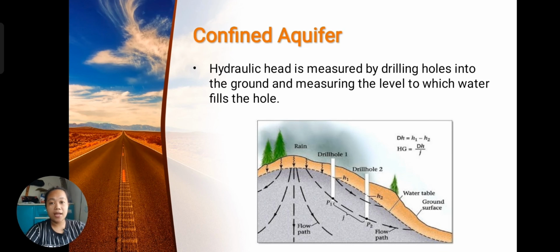For the hydraulic head and hydraulic gradient of a confined aquifer, the hydraulic head is measured by drilling holes into the ground and measuring the level to which water fills the hole. The hydraulic head of a confined aquifer is shown here in this picture, where there's drill hole 1 and drill hole 2, and this is the direction of the flow path, which comes from the higher region head to the lower region head, since it is caused by gravity.